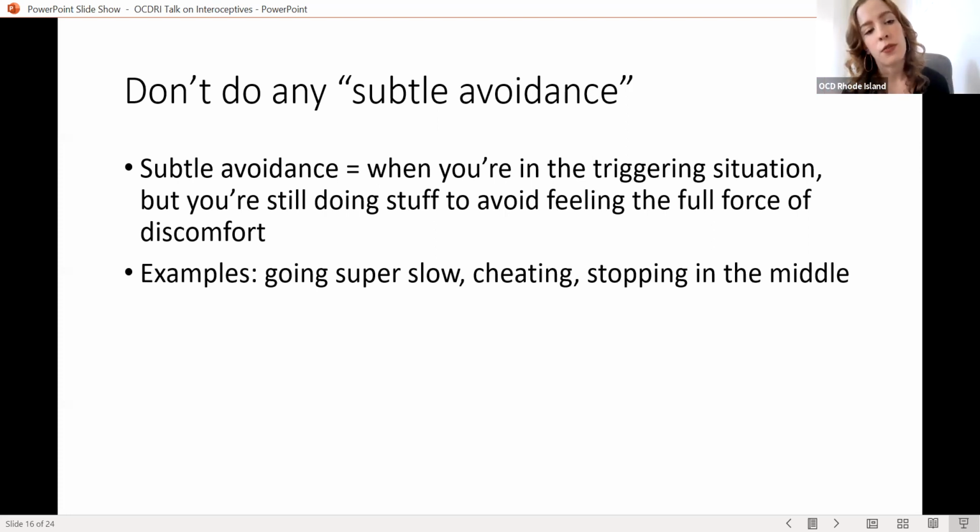And examples of subtle avoidance. Oh, I didn't put enough context in that second bullet point. That has to do with subtle avoidance for breathing through a straw, which is what we're about to do really soon. But examples of subtle avoidance there would be going super slow, cheating on the exercise, or stopping in the middle.